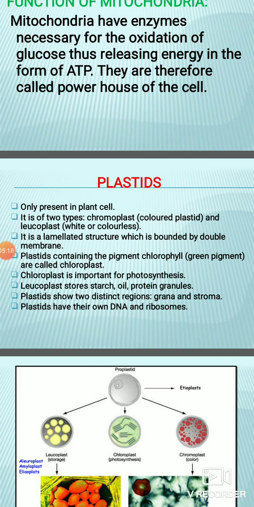Now there are two basic types of plastids. One is leucoplast and another one is chromoplast. Leuco means colorless. So if the plastids are colorless, then they are said to be leucoplast.